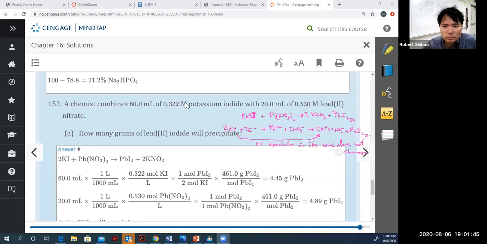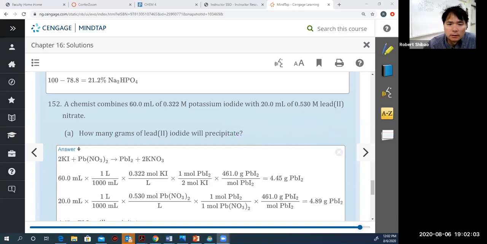Whenever we mix two solutions, we're going to have solution dilution here. Let's figure out what the potassium ion concentration was in the original potassium iodide. Initially I had 60.0 milliliters of 0.322 molar KI. Well, what does KI consist of?